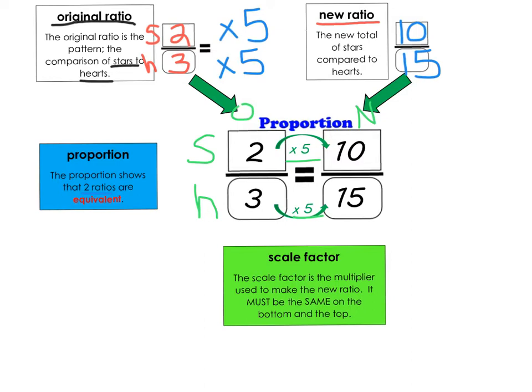Okay, now we call this a scale factor when we multiply or repeat the pattern. So our scale factor was multiplying by 5. The scale factor is the multiplier used to make the new ratio. It must be the same on both the top and the bottom. So our scale factor in this case was multiplying by 5 because that's what we multiplied by to get our new ratio.